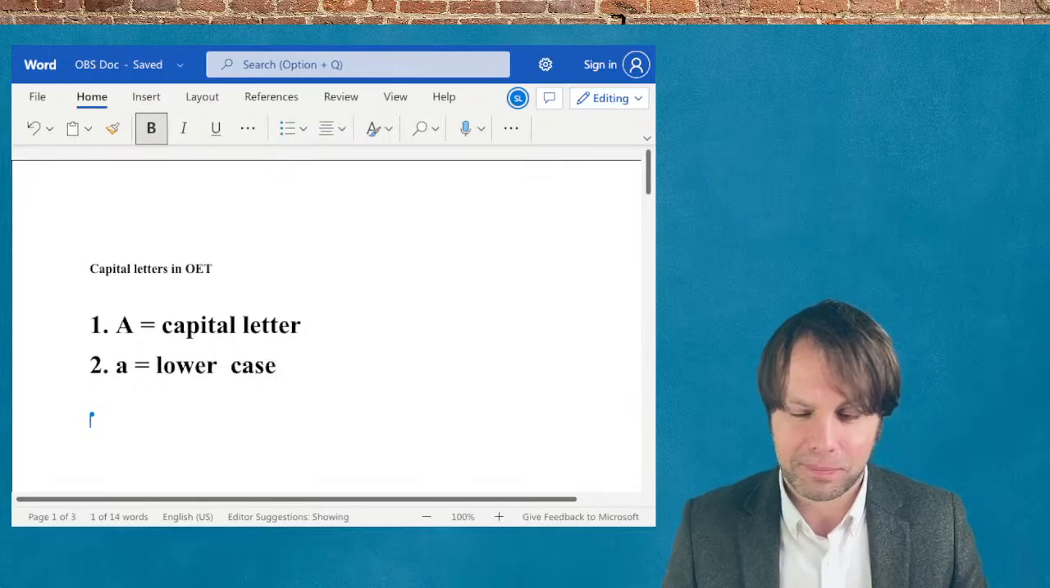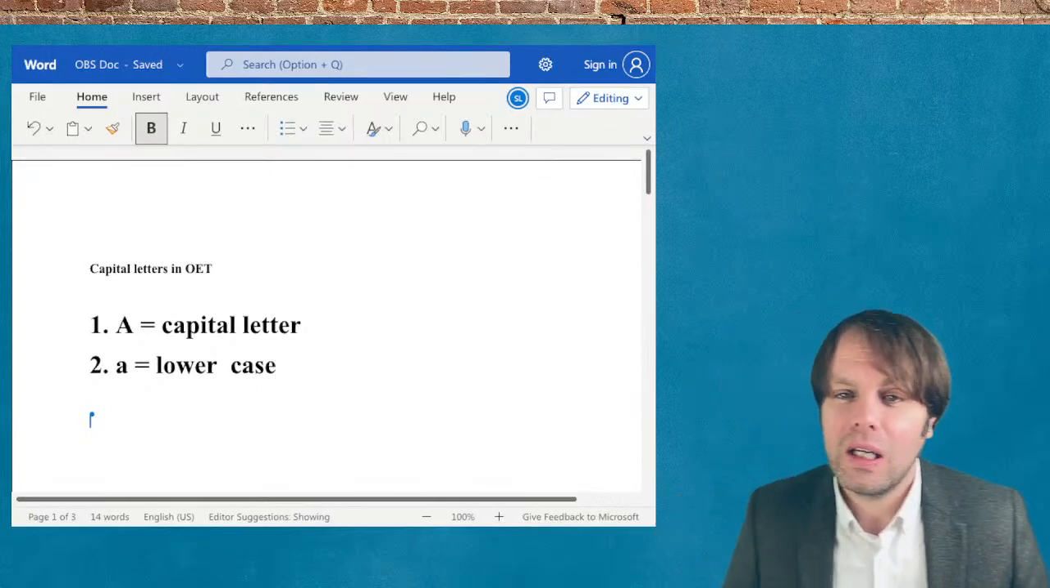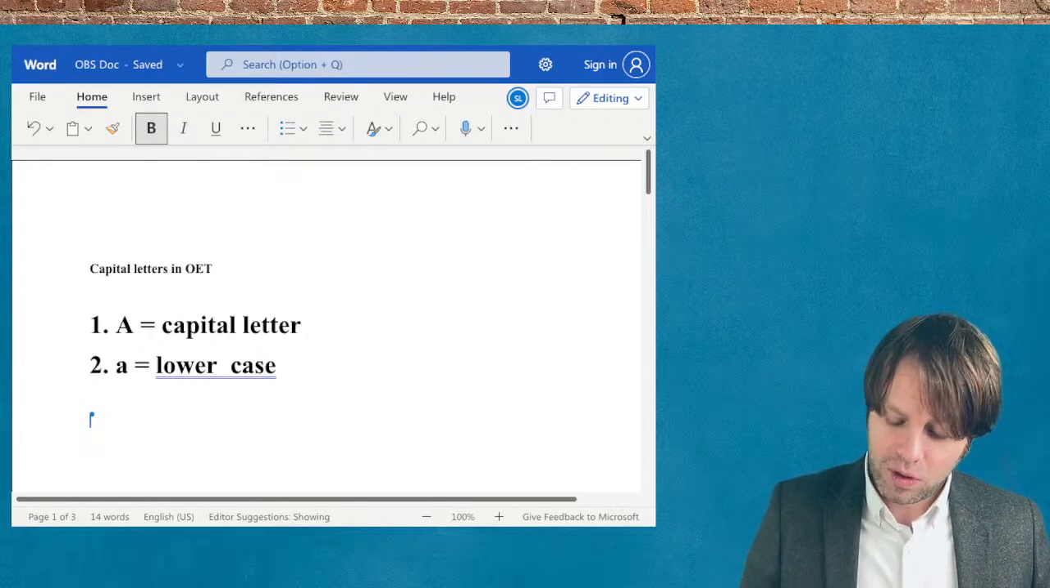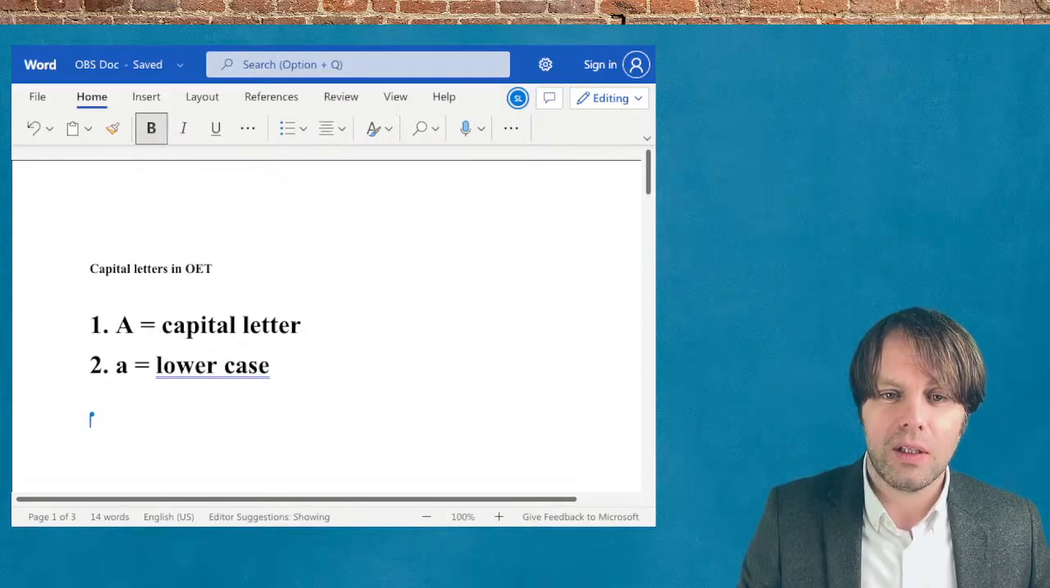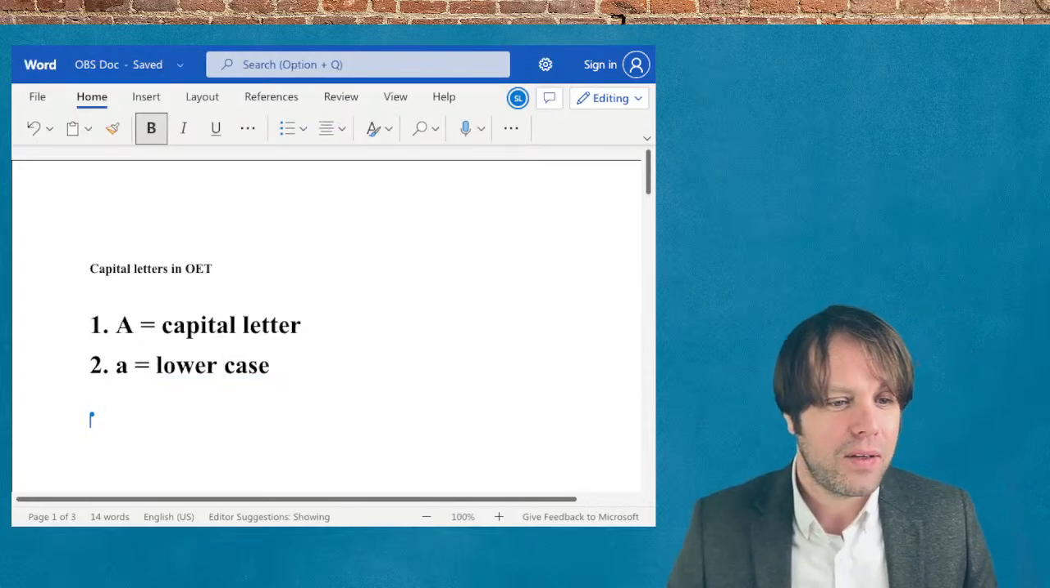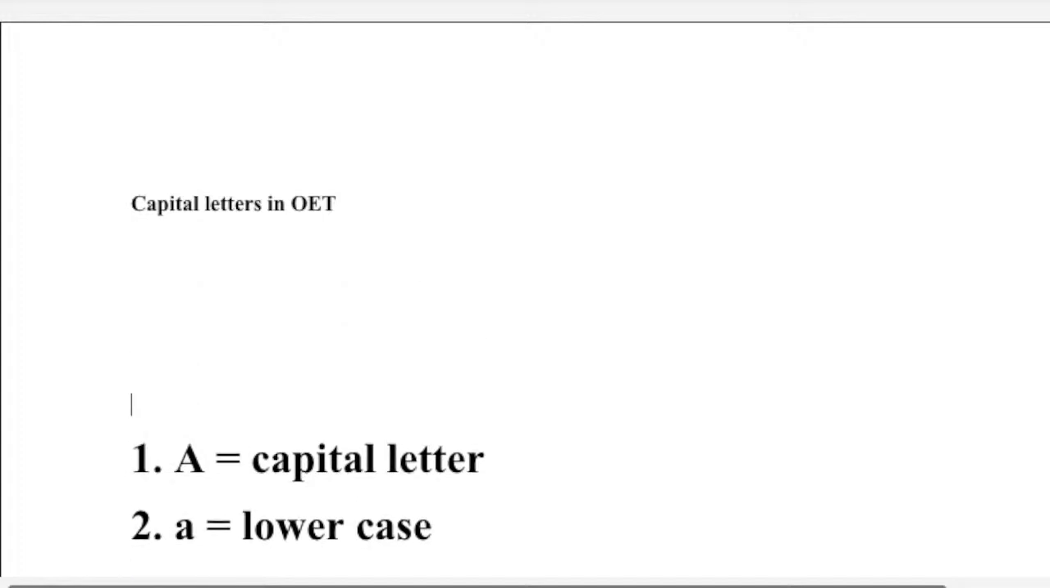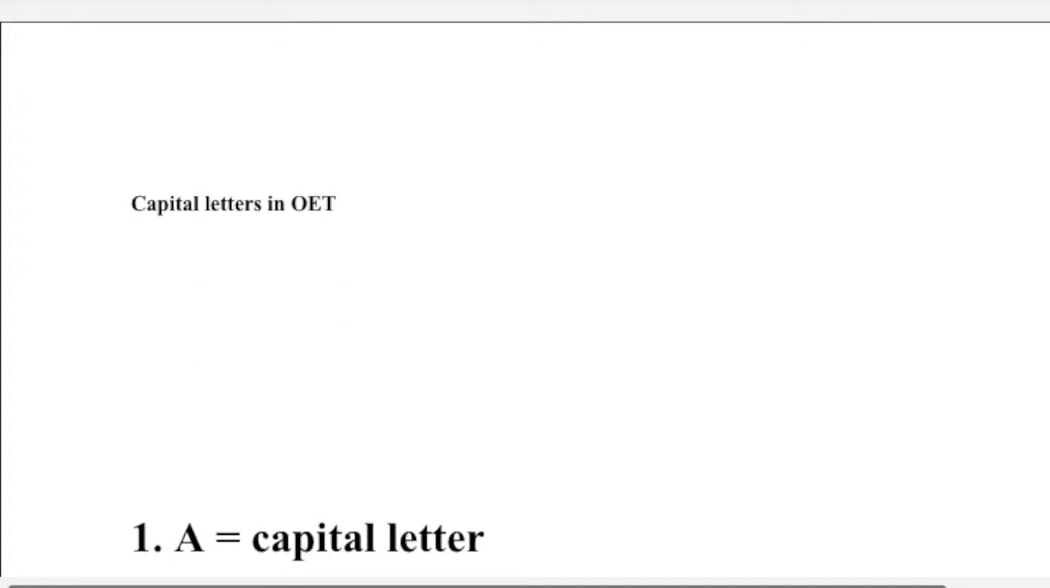Okay. So the big one, we call that a capital letter. When you're working in the UK, if you want to refer to the opposite of that, that would be the lowercase. Now the question in this class, let's zoom in a little bit and think in more detail about this now. The question today is, when do we use capital letters in the OET letter?